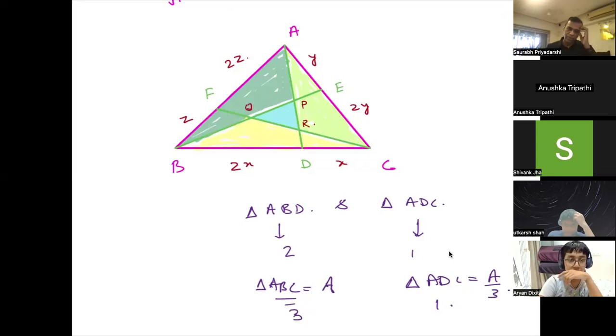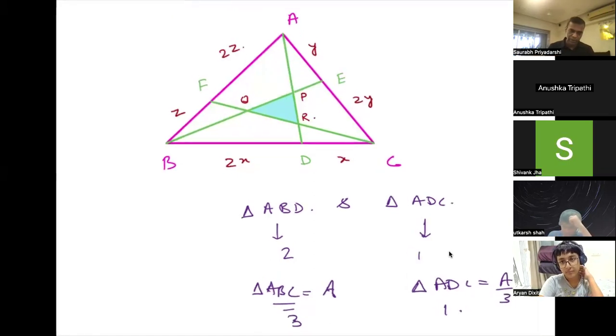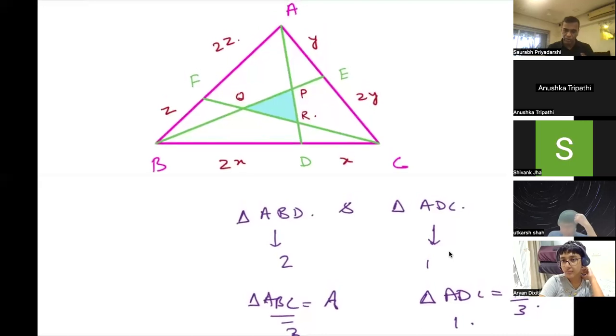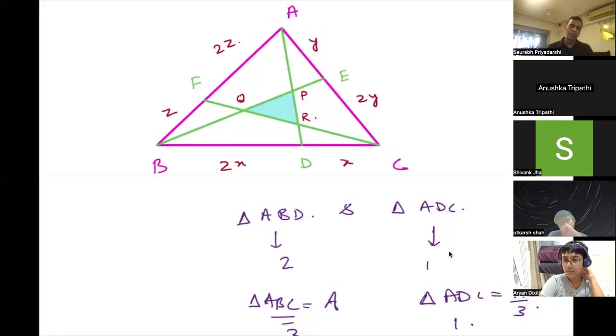Either I have to find it directly, but the ratio for PQR is not given, so it's difficult to find the area that way. So our plan is to find the area of ARC, area of APB, or area of BQC, then subtract from the complete area, and then I get it. So the idea seems good, it's a correct line of action.